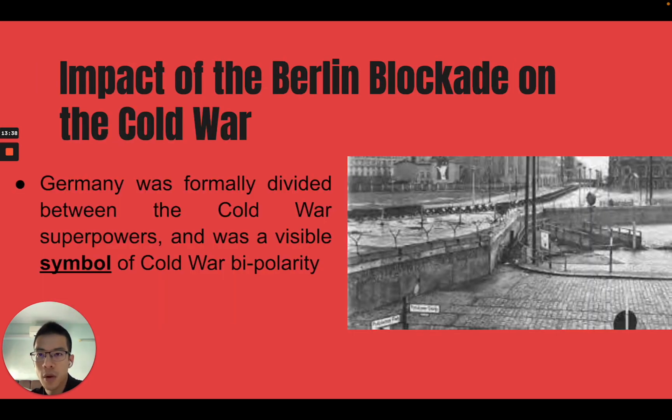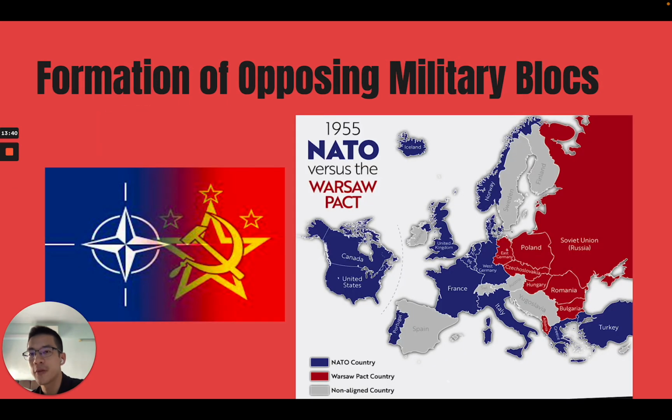Now, so that was about the Berlin blockade. Now we're going to shift over to talking about the formation of opposing military blocks. So on your notes, we are on page 3. Recall that earlier on, there were opposing economic and political blocks. So that was the Truman Doctrine and Marshall Plan, versus Comecon and Cominform. So where they competed economically, now they're going to be competing militarily.